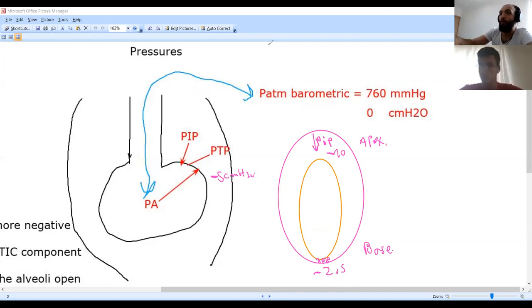What will happen to this PIP difference if I lay down in clinostatism? What do you think? The differences will disappear. So the apex will have the same PIP as the base. You understand?